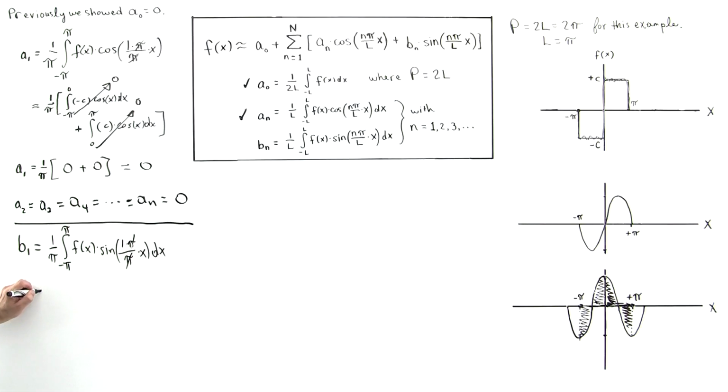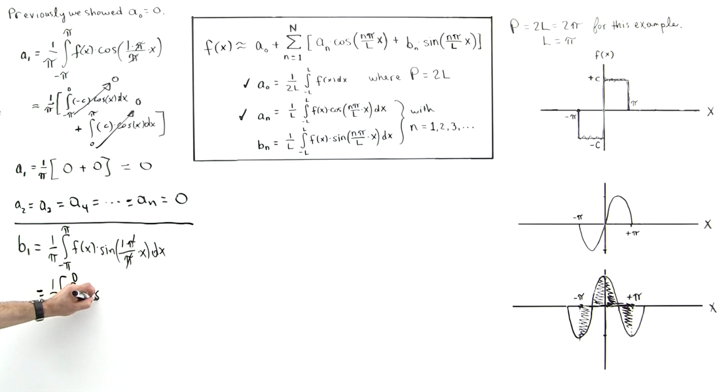So now we're going to break the integral up and integrate piecewise as before. So 1 over pi, open bracket, from negative pi to 0. And over that interval, the function is equal to negative c.